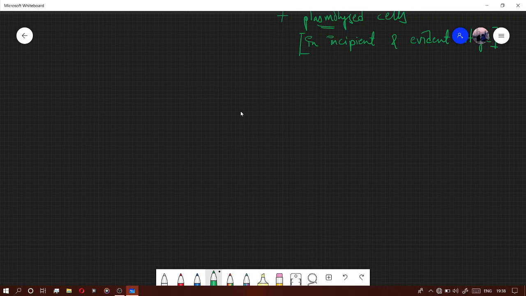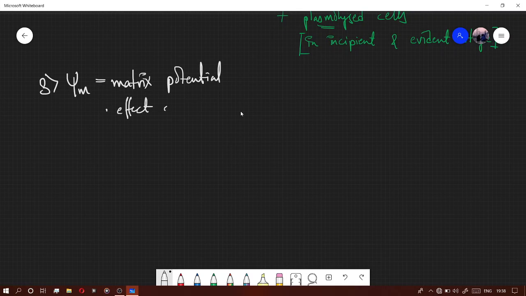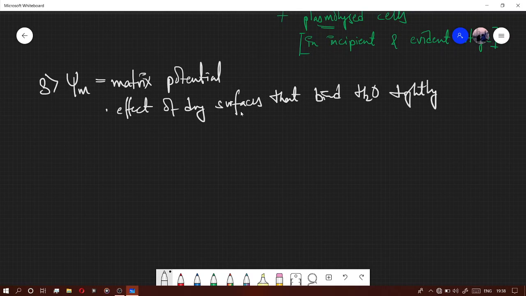And without any further ado, let's do our number three, that is psi m, matrix potential. Now, this value is negligible. It is the effect of dry surfaces that bind tightly, but its value is negligible.